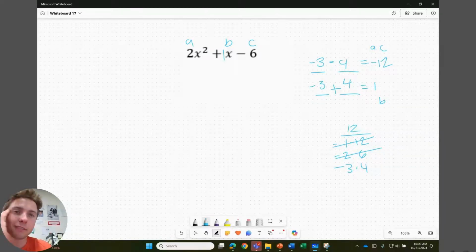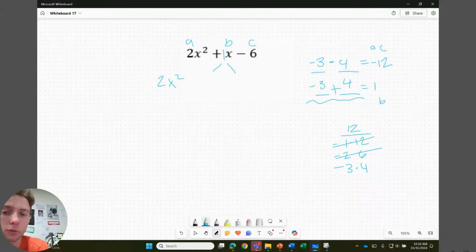Whenever you have an a value for these 3-term quadratics, it's a quadratic trinomial. What we do is what's called splitting the middle. So you take the middle term, the 1x, and we split it to now be the 2 values we found on the right, negative 3 and 4. But you can't just change things in math. It has to be equivalent.